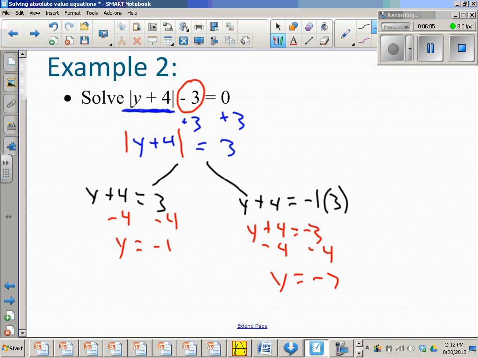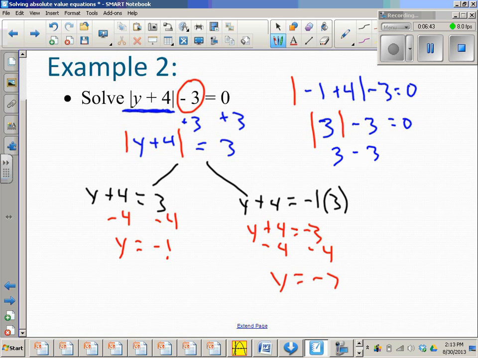So I think I have two answers. I need to, what next? Check. How do I check? Take -1 and substitute it back in for y. And we want to go all the way back up to our original problem. -1 plus 4 is positive 3. So we have absolute value of positive 3, subtract 3. Absolute value of 3 is 3. 3 minus 3 is 0. We have a true statement. So the first solution works.